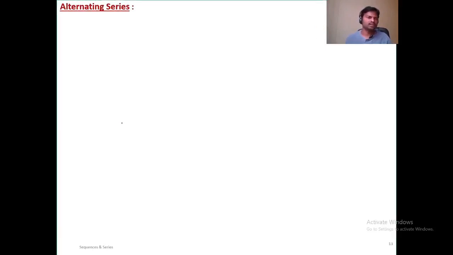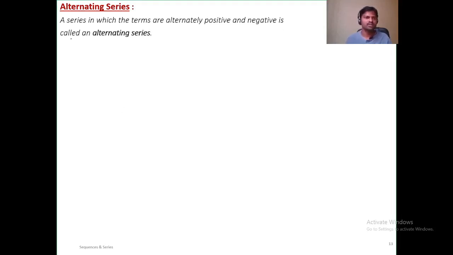Next one, alternating series. So far, we have seen only series with positive terms, non-negative or positive terms. Now we are going to discuss series with negative terms also. First, the definition: a series in which the terms are alternately positive and negative is called an alternating series.